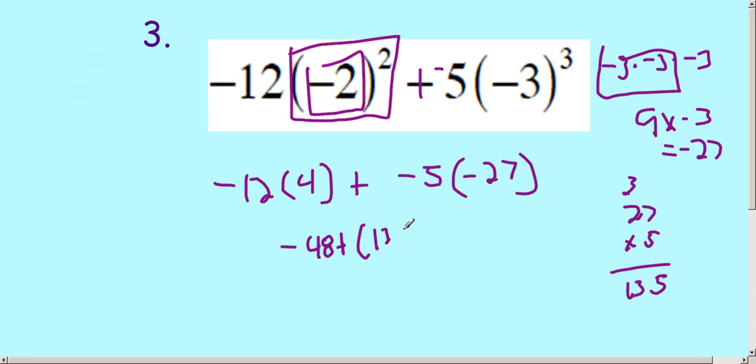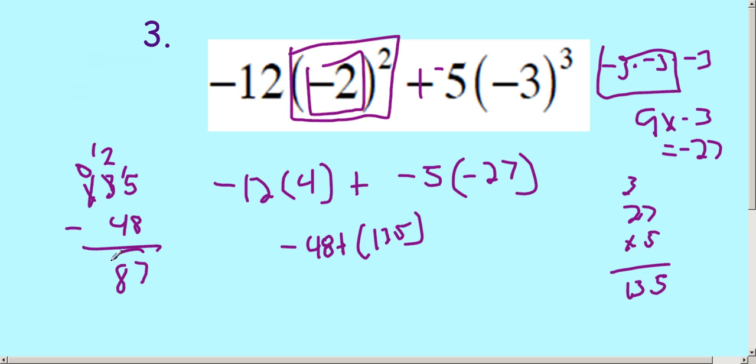So it's plus 135. This is a different signs difference problem, so we're going to have to subtract. So 135 take away 48. We've got more positives than negatives, so the answer will be positive. Borrow, that becomes 2. 15 take away 8 is 7. This becomes 0. 12 take away 4 is 8. So our answer is 87. Okay. Looks like a very simple problem, but look how much work we had to do with number 3.